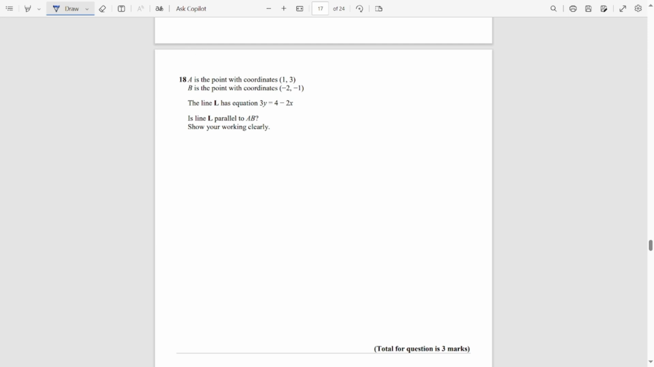Okay, we have another lines question. So we have a point A and point B. The line has this equation. Is the line L parallel to AB? So I need the gradient of AB and also the gradient of the line L. So the gradient AB, we are going to use y2 minus y1 over x2 minus x1. So we have minus 1 minus 3 over minus 2 minus 1. So minus 1 minus 3 is going to be negative 4. Minus 2 minus 1 is negative 3. Those negatives will cancel, and so we are left with 4 over 3. Now let's work out the gradient of the line L.